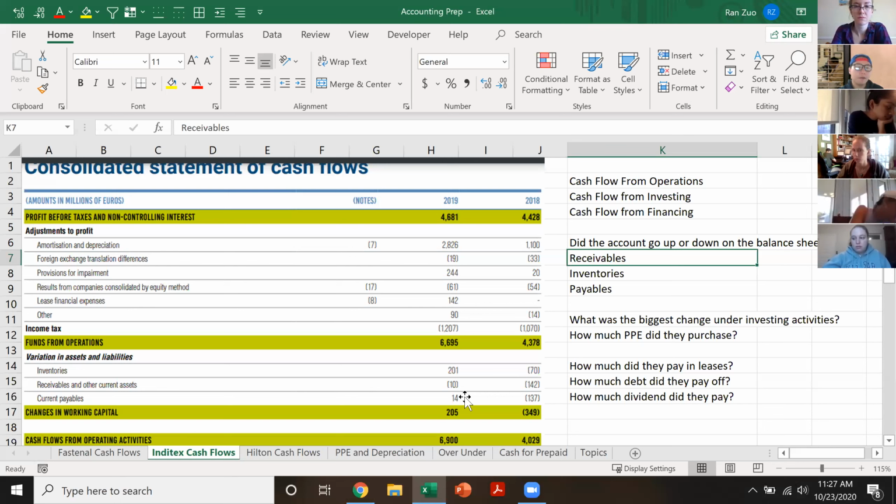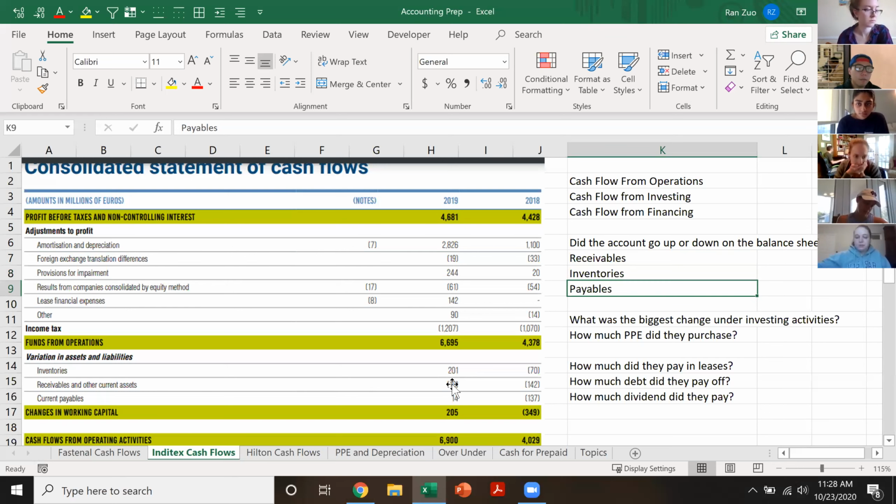Very good. All right, inventories. Same question. There is a cash inflow of 201. What does that mean for inventories? They decreased. It went down. Yeah. For inventories, I would just apply that general rule that I talked about. If current assets go up, it's a cash outflow. If current assets go down, it's a cash inflow.